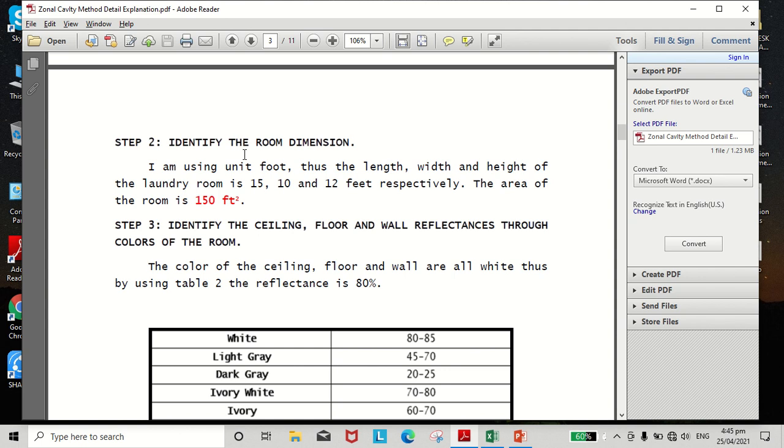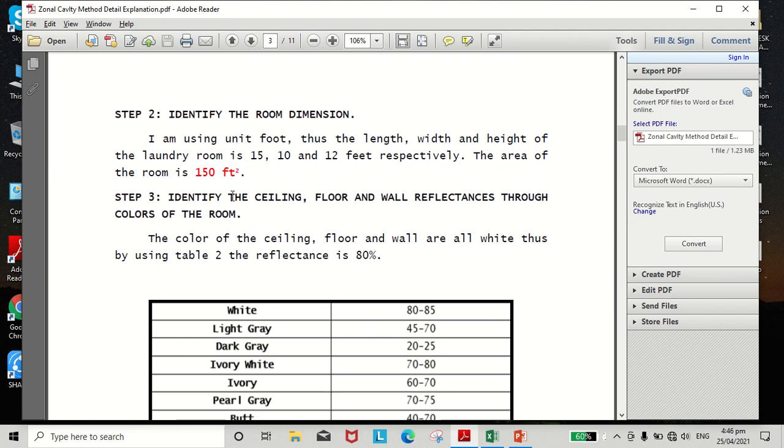Now, since we have already identified the required foot candles, step 2 is to identify the room dimensions. We have to identify the dimensions of the rooms that we will calculate. We cannot calculate the required luminaires if we don't know the dimensions of the rooms we are designing the lighting for. In this case, our laundry room is 150 feet squared.